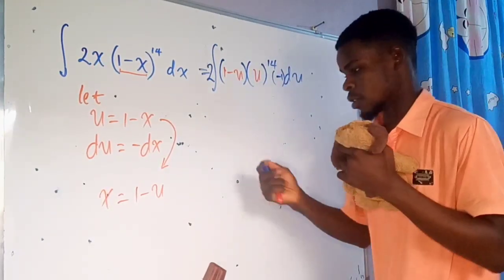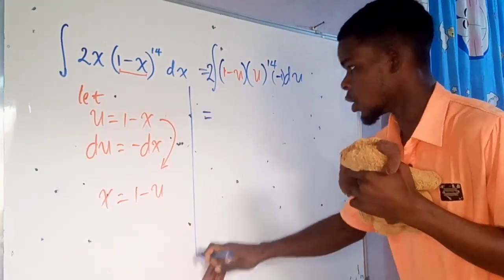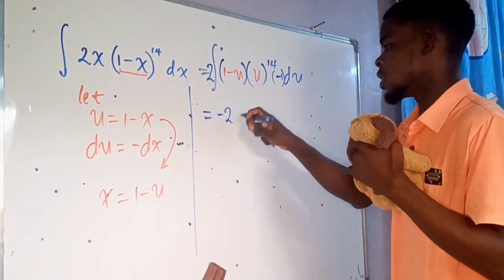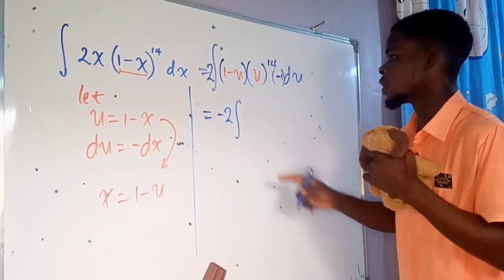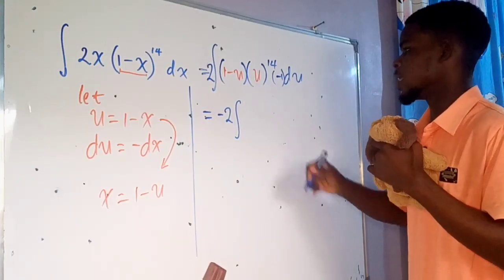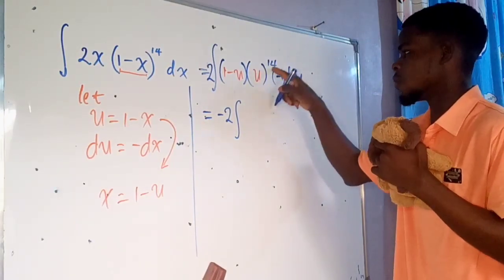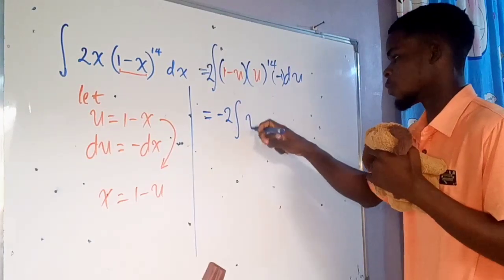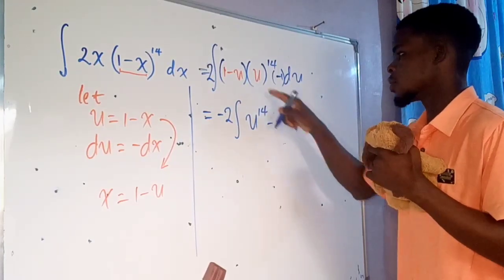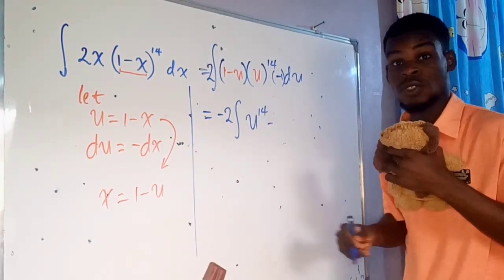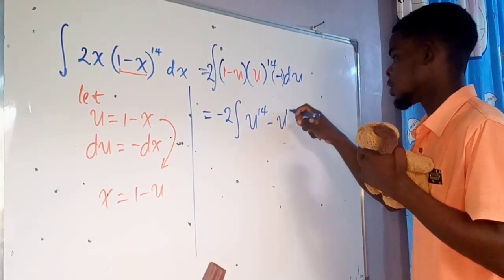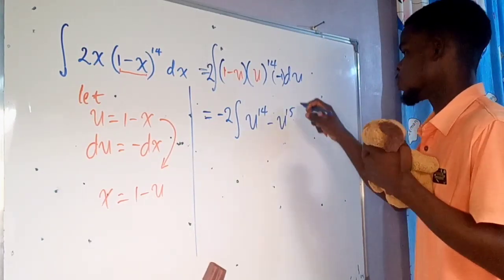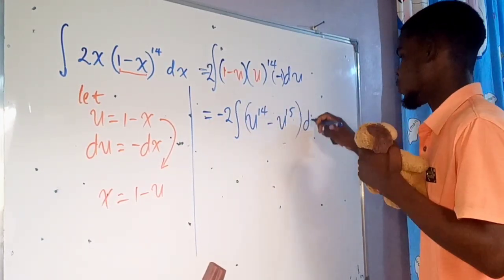All right, great. So this can become -2 times the integral of, well, let's multiply this bracket out. u to the 14th power times 1 is u to the 14th power. And then minus u to the 14th power times u is u to the 15th power, right? Okay, so we have the -2 out there, and then we take this over the u variable.